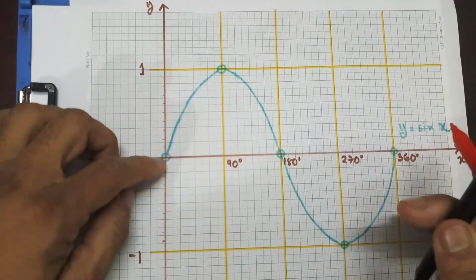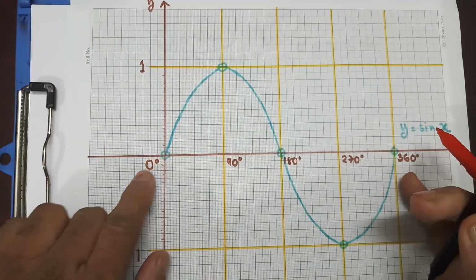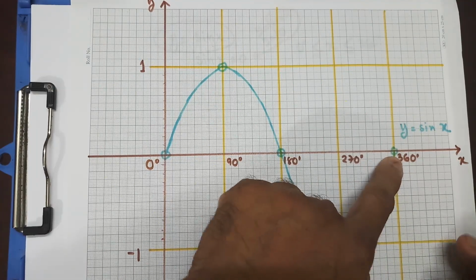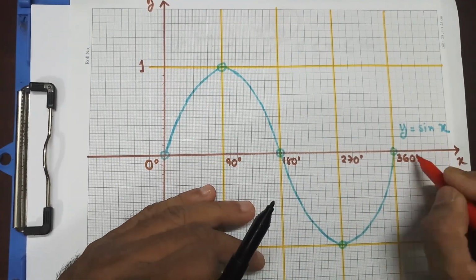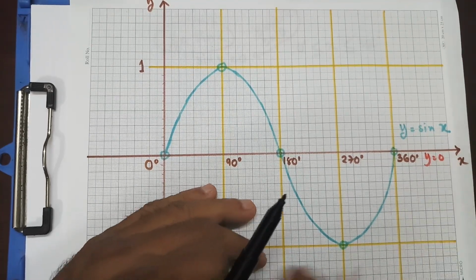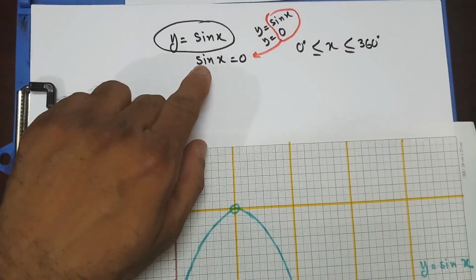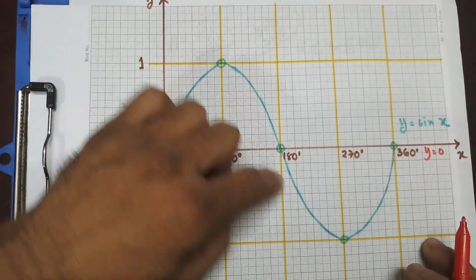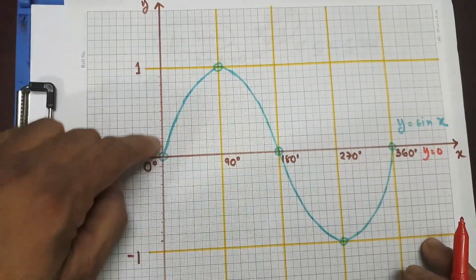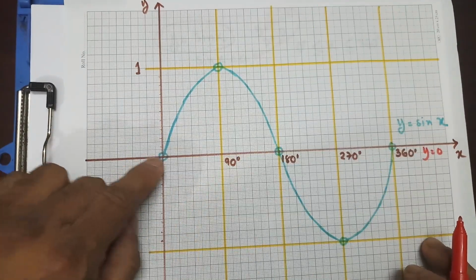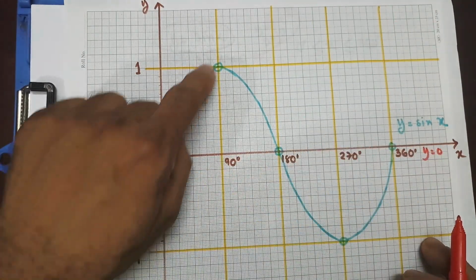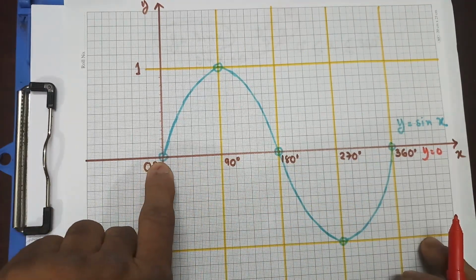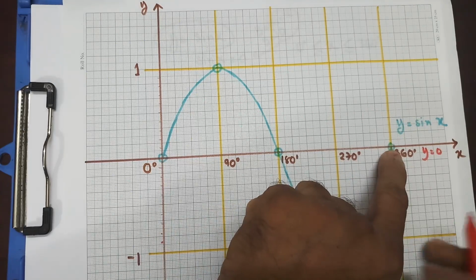It means the sine graph, where it intersects the x-axis. Remember that on the x-axis, y equals 0. Let me write that down: on the x-axis, y equals 0. So as soon as we say sine x equals 0, we are asking where this graph, the sine graph in this case, intersects or passes through the x-axis. I can see there are three places: 0, then 180 and 360.